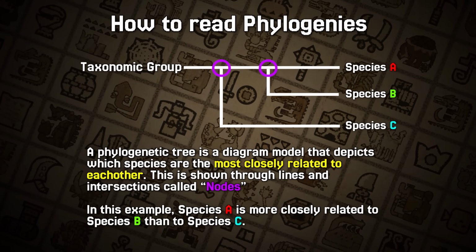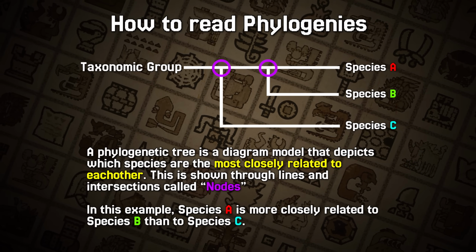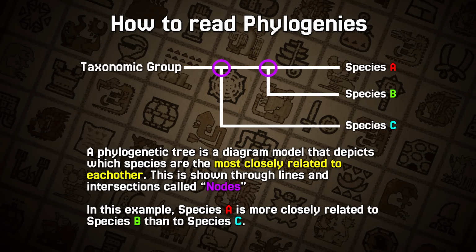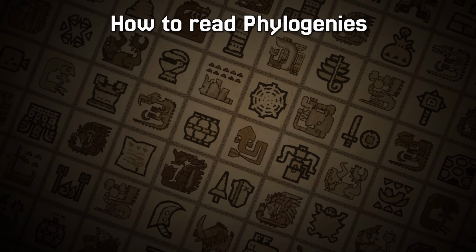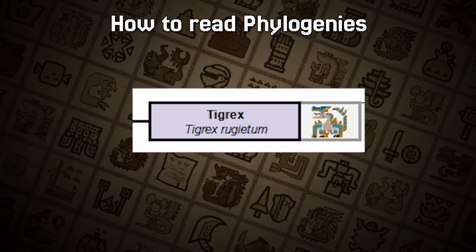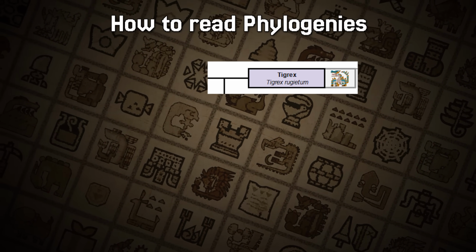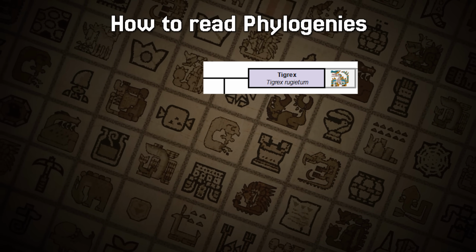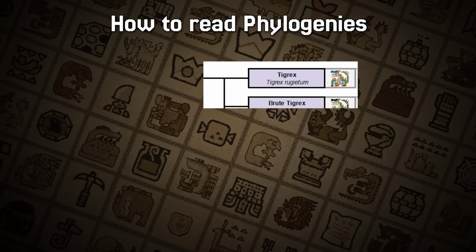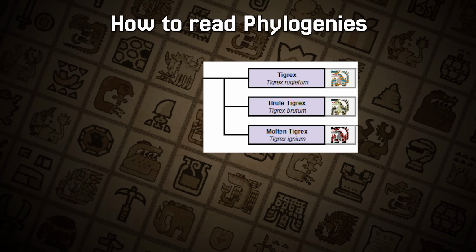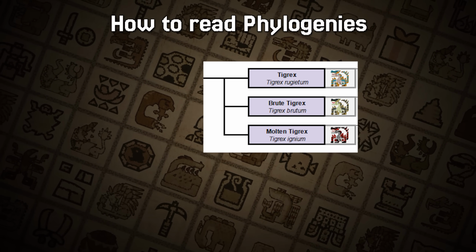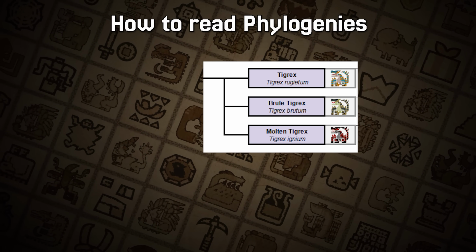So, for example, I want to know which living monster species the Tigrex is most closely related to. We find Tigrex on the tree in the center right, and then travel left until we hit a node. Turns out, the closest relatives of the Tigrex are its subspecies. How surprising. Okay, let's find out who is its next closest relative then.